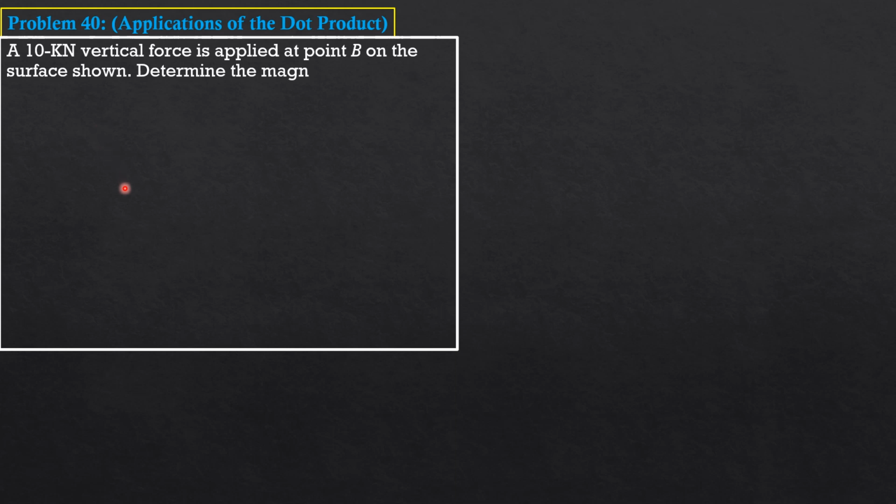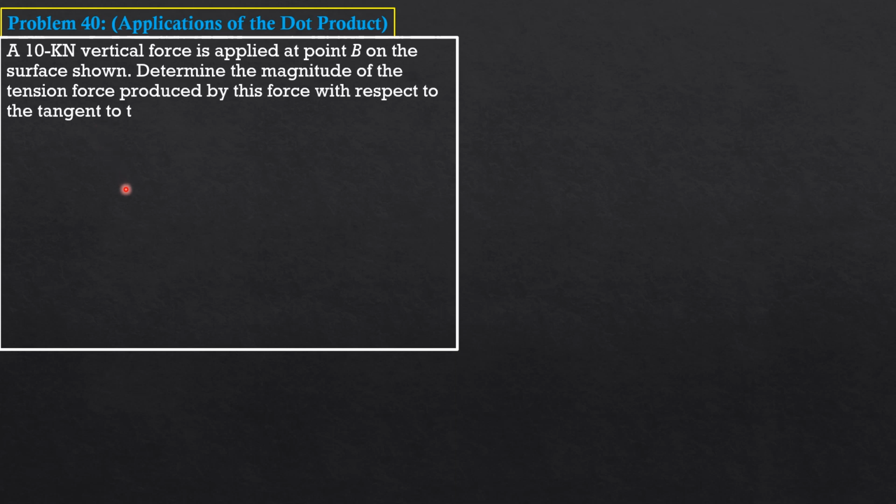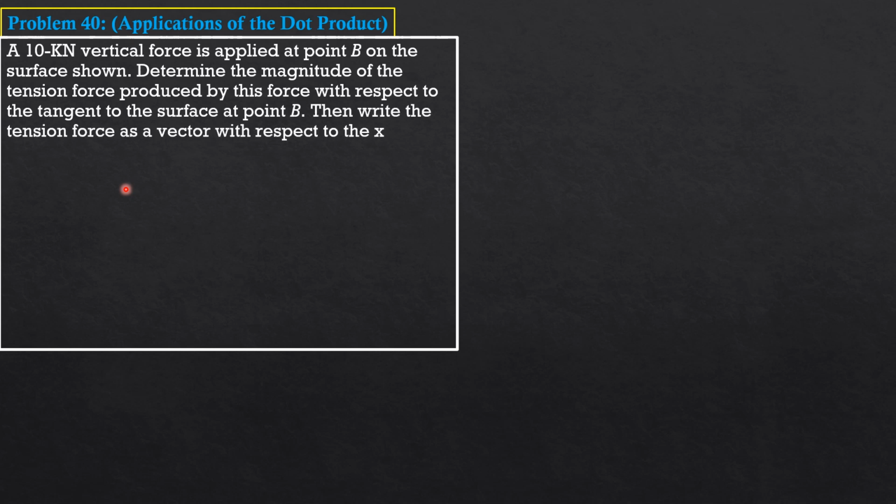So example 40, and this is still on the applications, the last application of the dot product. A 10 kilonewton vertical force is applied at point B on the surface shown. Determine the magnitude of the tension force produced by this force with respect to the tangent to the surface at point B. Then write the tension force as a vector with respect to the XYZ reference frame shown.